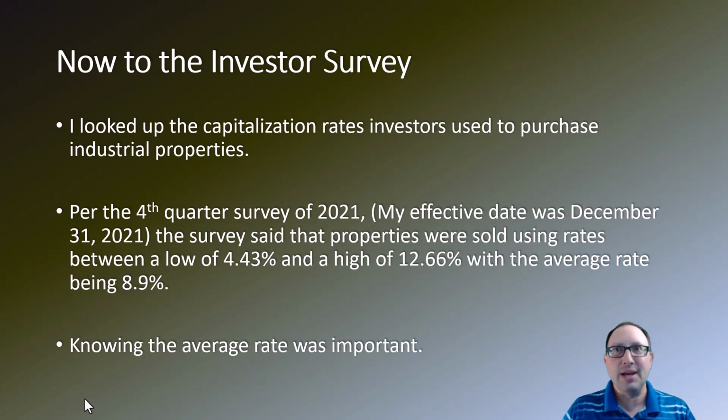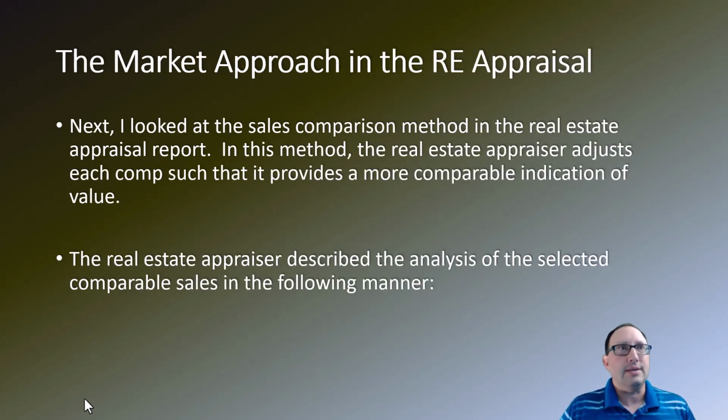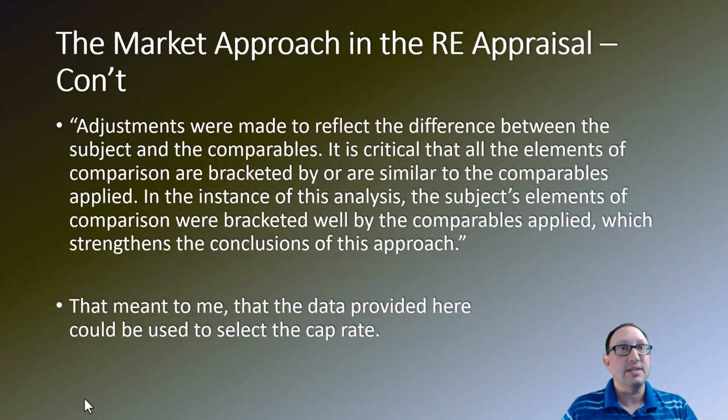So remember the 8.9. Next, back into the real estate appraisal, look at the sales comparison method in the real estate appraisal report. In this method, the appraiser adjusts each comparable up or down to give it a more appropriate comparable indication of value for the subject property. And based on the analysis that the appraiser completed, they said that in this particular instance, all the elements of comparison were bracketed well by the comparables.